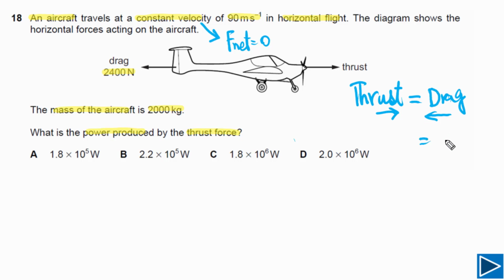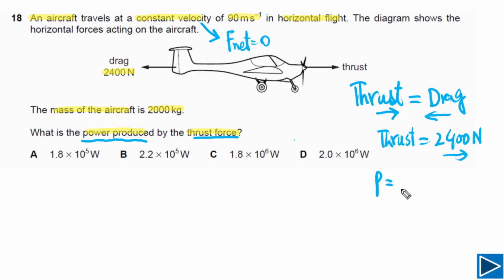And the magnitude of drag is given, that is equal to 2400 newtons. It simply means that thrust is also equal to 2400 newtons, but thrust is acting to the right. So this is the magnitude of thrust. Now we need to understand how we can find out the power produced by the thrust.